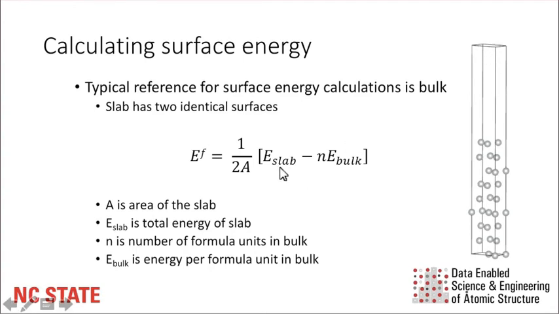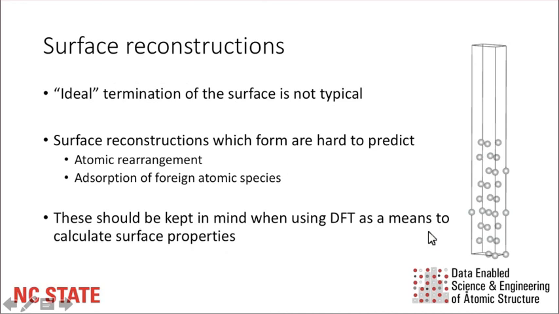So to calculate the surface energy, we calculate the DFT energy of this slab minus the number of atoms in the slab times its energy per atom. And we divide that by 2 times the surface area, as there are 2 surfaces in this cell. Something to keep in mind, though, is that ideal terminations of surfaces are not typical, and surface reconstructions which may form are hard to predict. And these may include atomic rearrangement or adsorption of foreign atomic species. So these should be kept in mind when using DFT as a means to calculate surface properties.